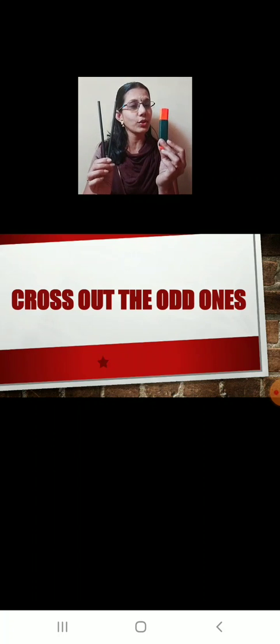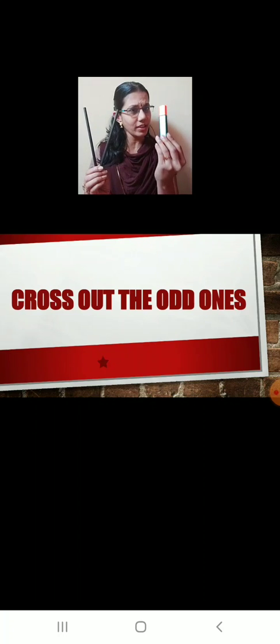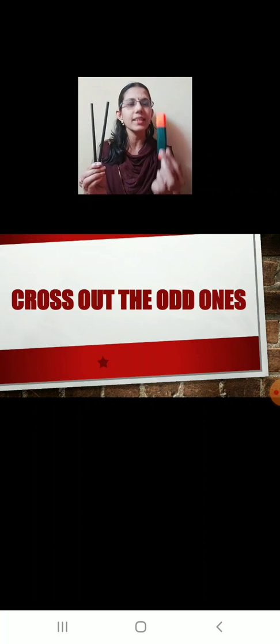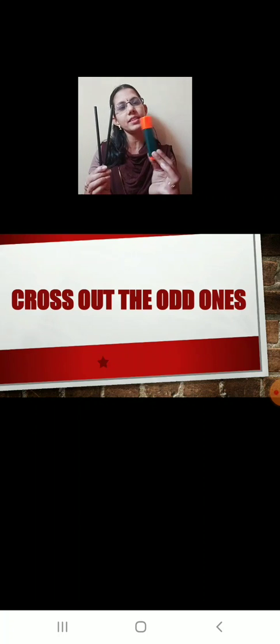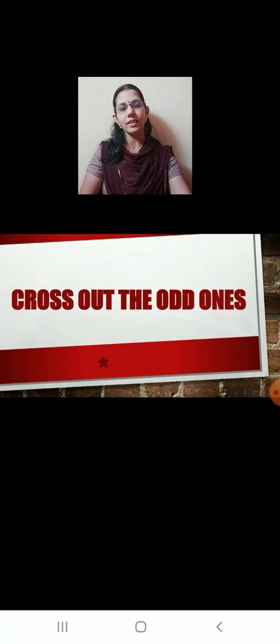Which one do we have to cross here? This pencil? No. Marker? No. What is this? Highlighter. Yes, we have to cross the highlighter. These both are pencils, and this is the highlighter, which is the odd one out. So we are crossing the highlighter.